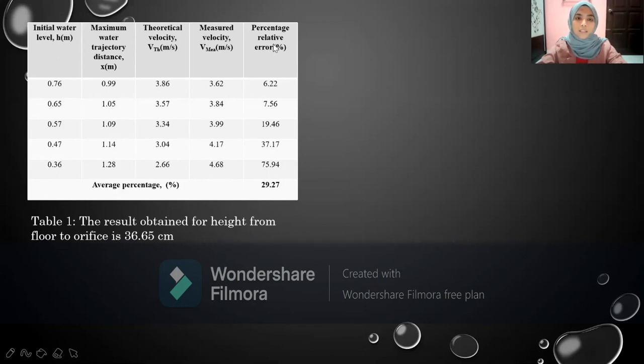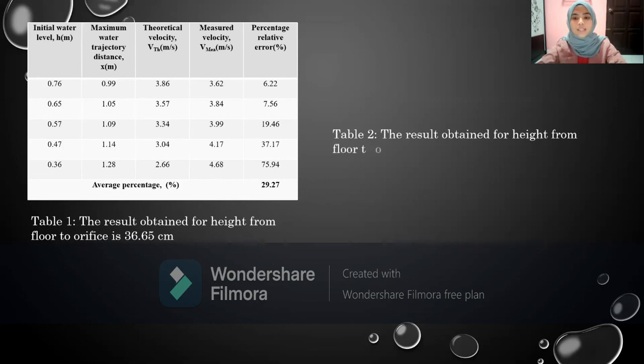Then we get the percentage error for the first one is 6.22%, the second one is 7.56, the third one is 19.46, the fourth one is 37.17, and the fifth one is 75.64. So basically, for the average percentage, we total up these 5 and divide by 5, and we get 29.26%.